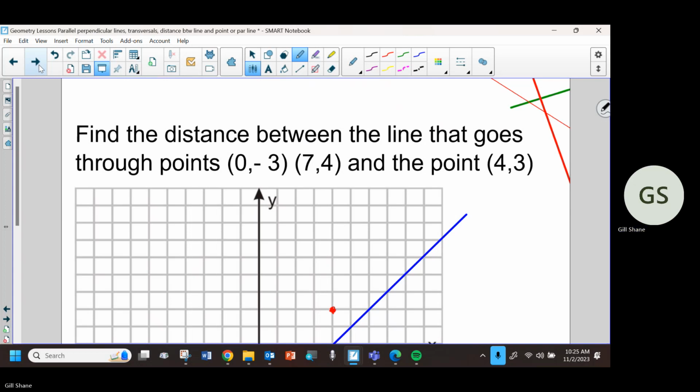So go ahead right now. If you need a graph, I'll give you more paper. We are now doing the distance between a point and a line. If you have a blank graph on your reflections, or if you want to try to find old graphs from when we did this before, draw the line that goes through these points. That's basically the blue line I've already graphed, but you can do it on your paper.